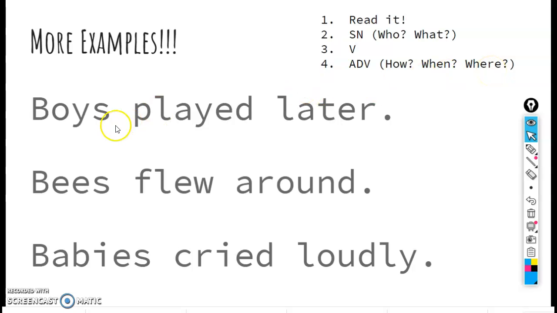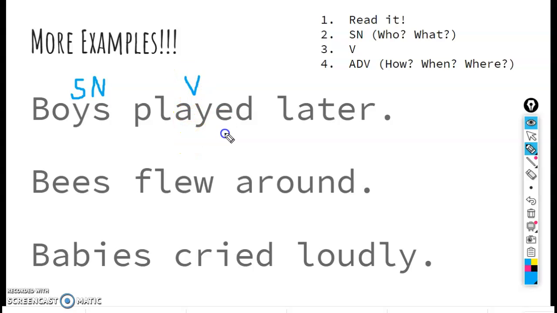All right, here's our first example on this page. First I read it. Boys played later. Now I'm going to ask and answer about the subject noun. I notice boys, that's people. So I'm going to use who. Who played? Boys. Subject noun. Next step, step 3, is verb. What is being said about boys? Boys played. Verb.